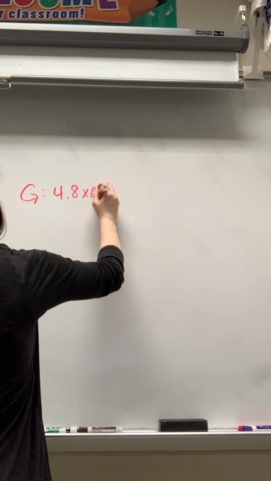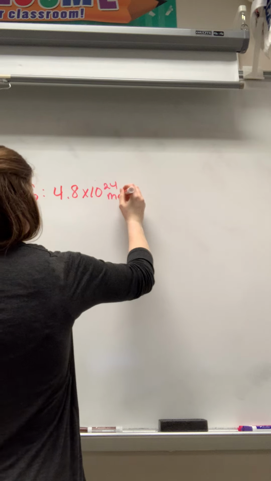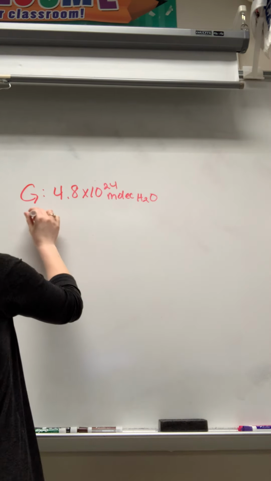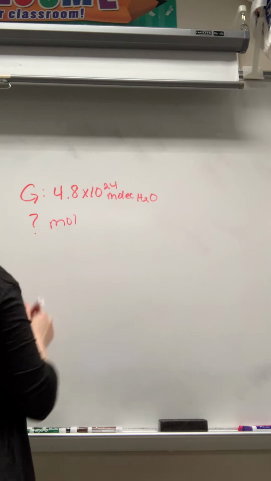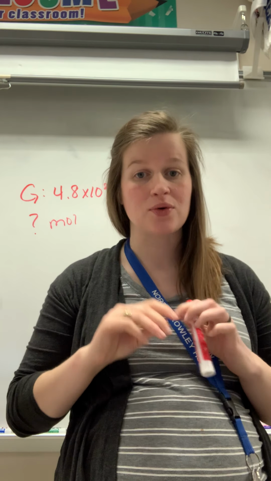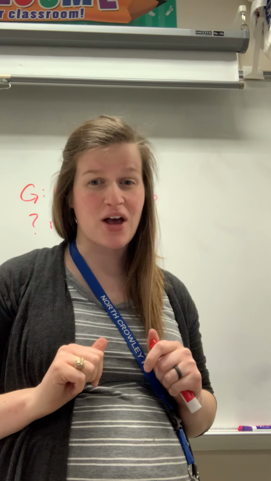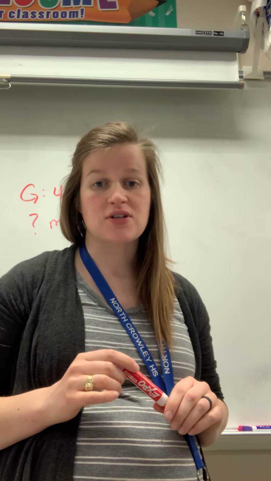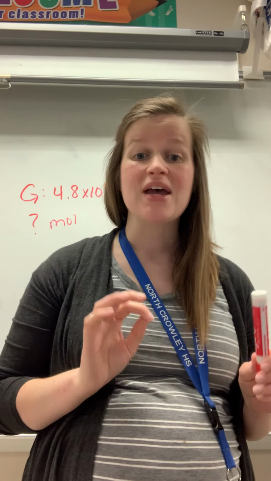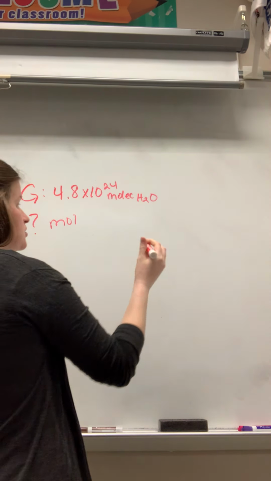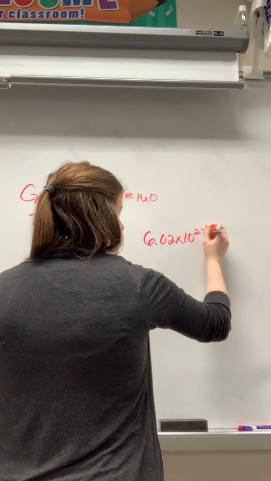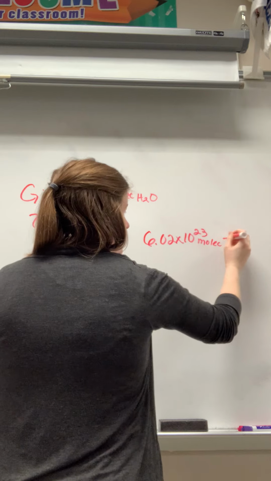So, 4.8 times 10 to the 24th molecules of H2O, and I'm asking how many moles that is. Okay, so we're going from molecules to moles. The keyword is molecules, which tells me that I need to use Avogadro's number, and that's the conversion factor I'm going to use. Avogadro's number never changes. It is always 6.02 times 10 to the 23rd, so in this case 6.02 times 10 to the 23rd molecules per mole.